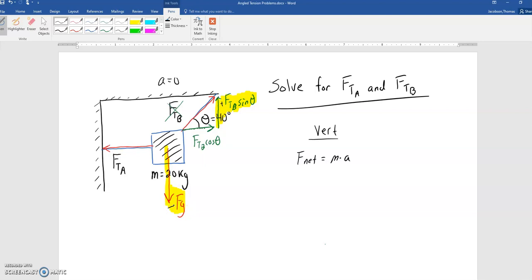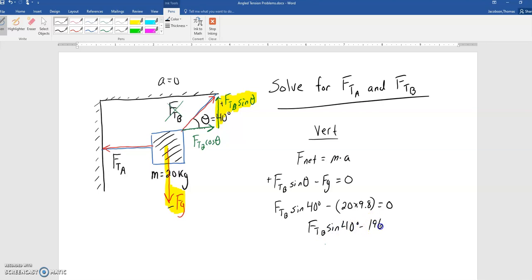So just like we did with the problems above, we've got positive FTB sine of theta minus FG, and because there's no acceleration, I'm just going to make that 0. Now FTB, I don't know. That's one of the things I want to solve for. I do know that the angle theta is 40 degrees. That's given in the problem. And FG, well, that's mass times 9.8. So 20 times 9.8, and that's going to equal 0. So FTB sine of 40 degrees minus 196 equals 0.